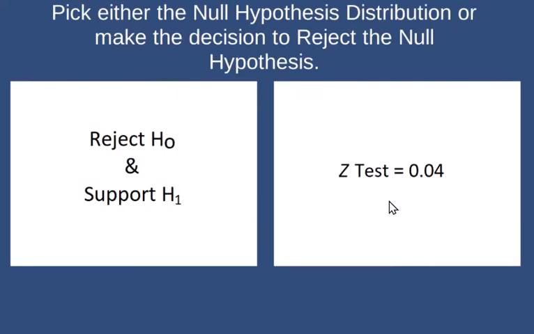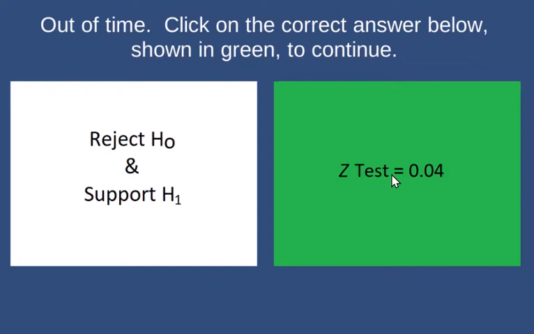Okay, a z-test of 0.04. Wow, that sample mean was pretty close to where the null hypothesis distribution said it would be. So we'd retain the null.